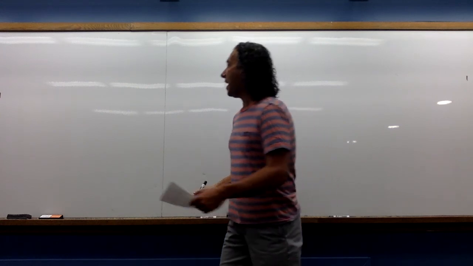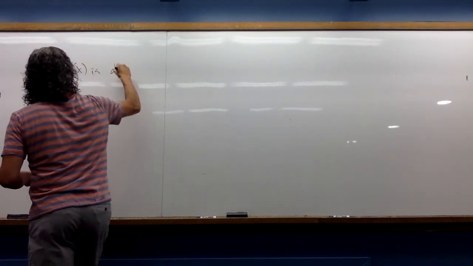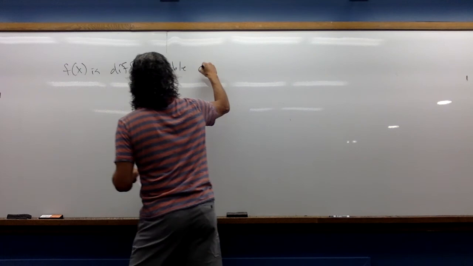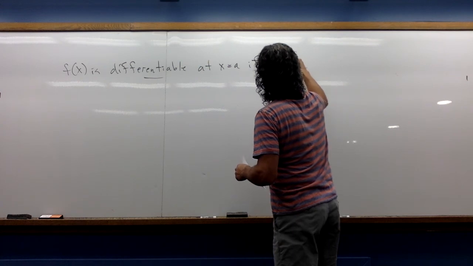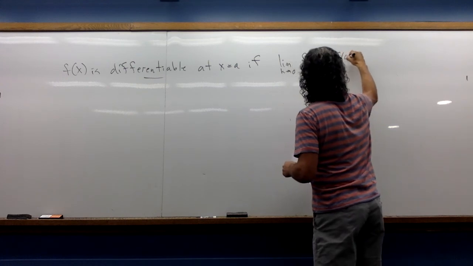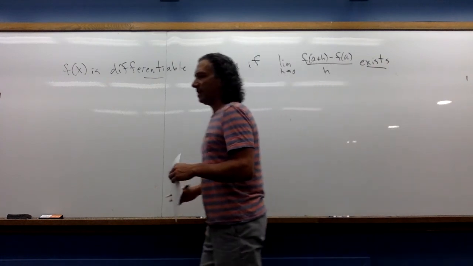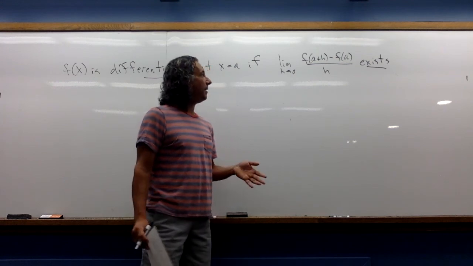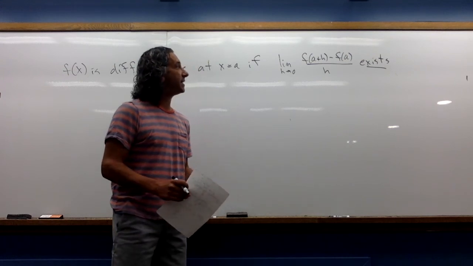So first things first. f of x is differentiable at x equals a if the limit as h approaches 0 of f of a plus h minus f of a over h exists. So I actually mentioned this a long time ago. If you go back to that lecture where we talked about derivatives at a point, I brought this idea up, this idea of differentiability, and I said we'd have a full lecture on it. That would be this lecture.